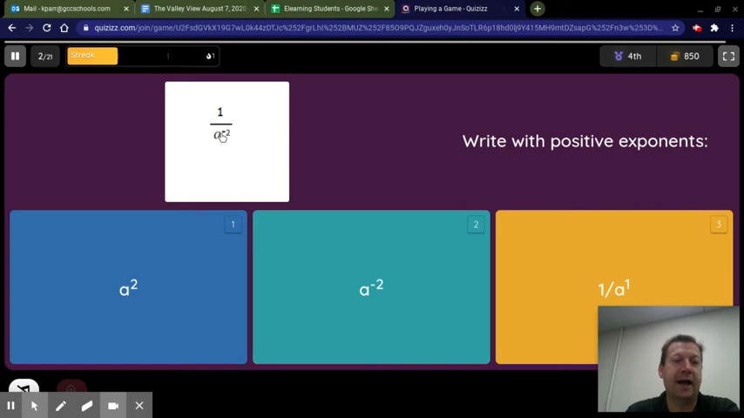Right here, I can't have a negative exponent. Like yesterday, we learned that you can't have a negative exponent. And the easiest way to get rid of a negative exponent is to move it to the opposite side of the fraction bar and make it positive.